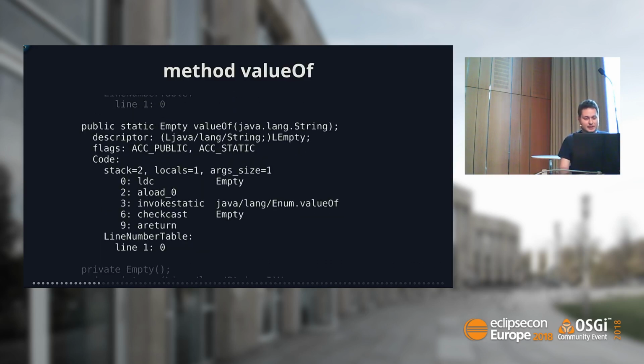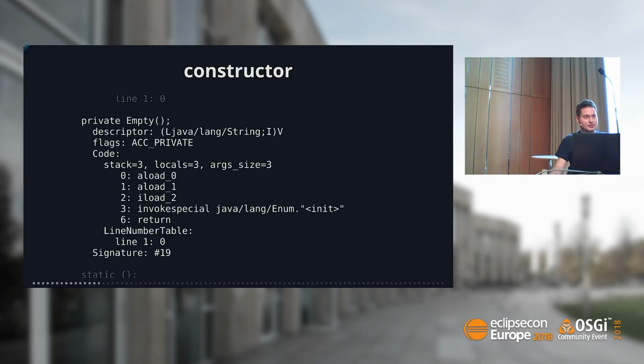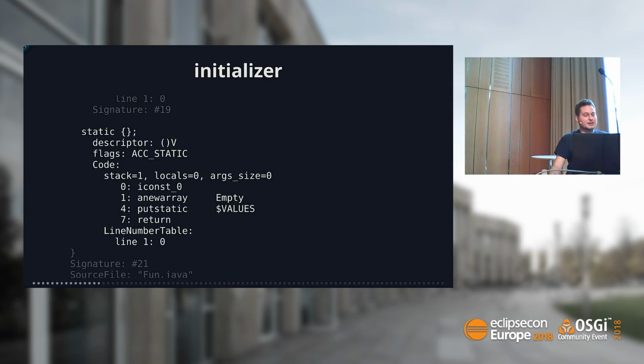We can see the method valueOf. It returns an enum by a string value. We can see the constructor, as we said before. Every class should have a constructor. And we see a static initializer. This static initializer exactly populates the array. In this case, since our enum was empty, the array is empty.